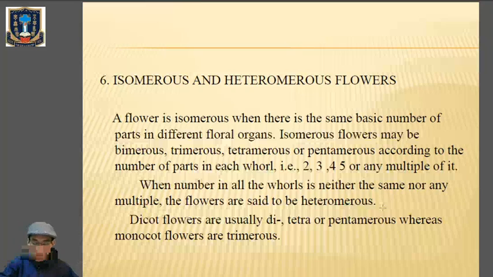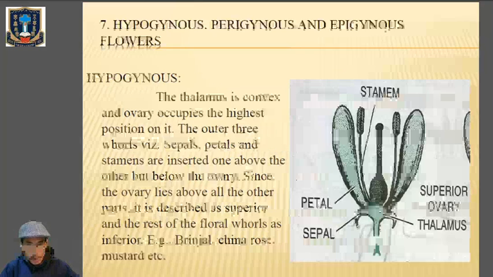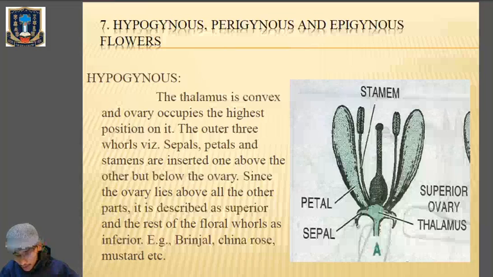Okay, so when the number in the whorls is neither the same nor in multiples, then it is called hetero, meaning different. So they are called heteromerous flowers. Generally, dicot flowers are usually di-, tetra- or pentamerous, whereas monocot flowers are always trimerous. Next, we'll learn about hypogynous, perigynous and epigynous flowers.